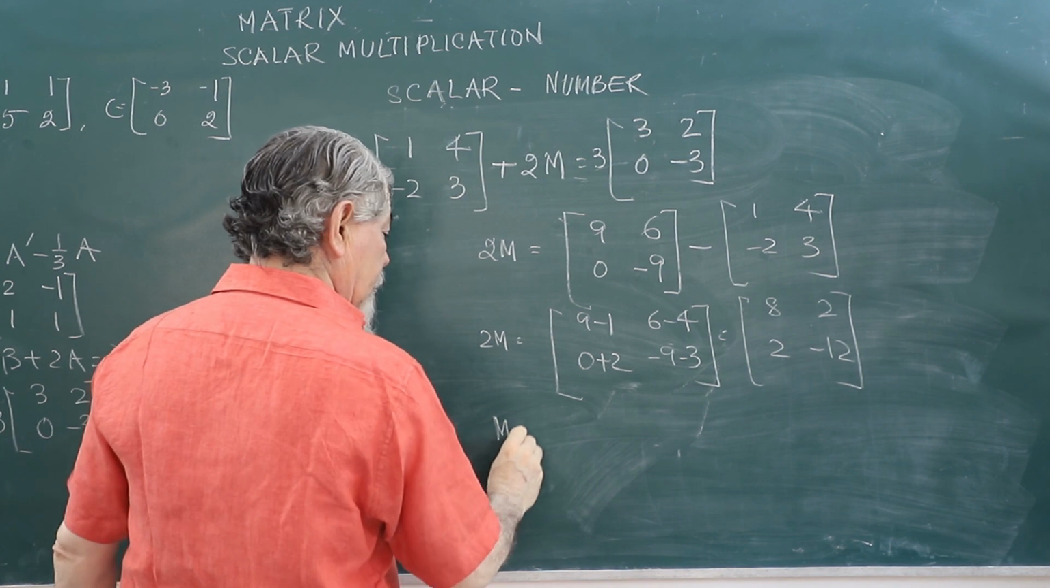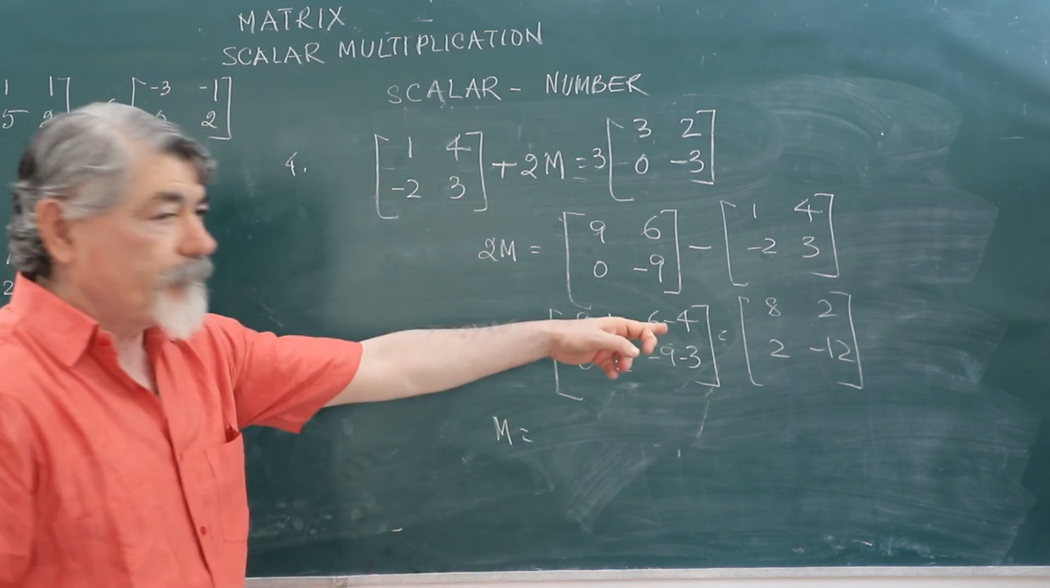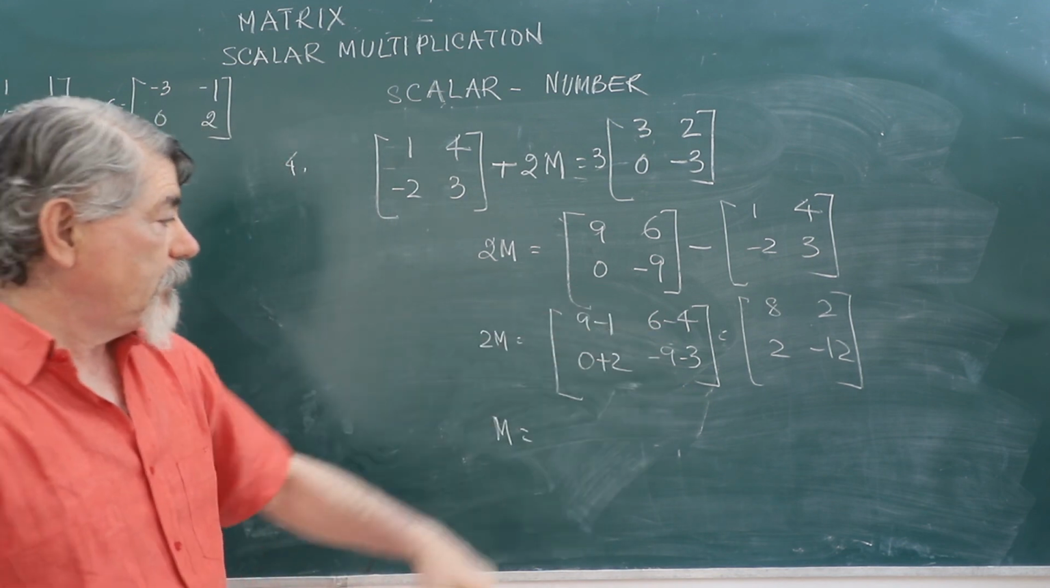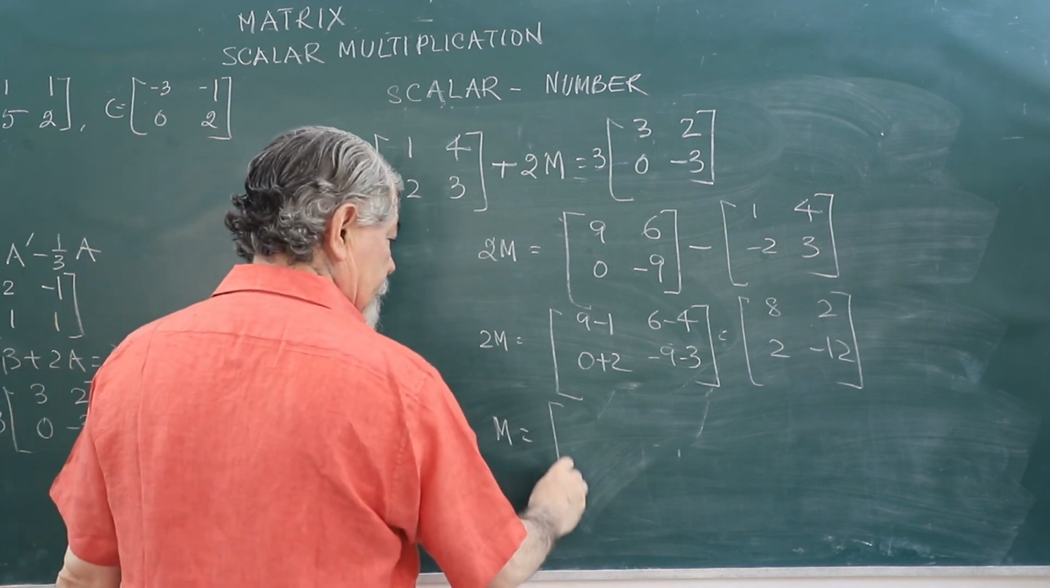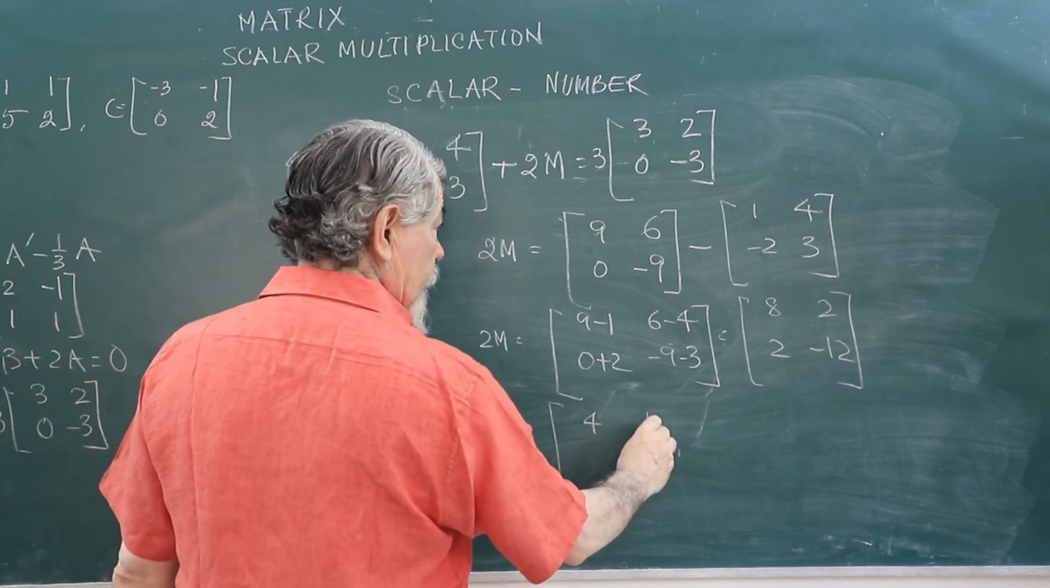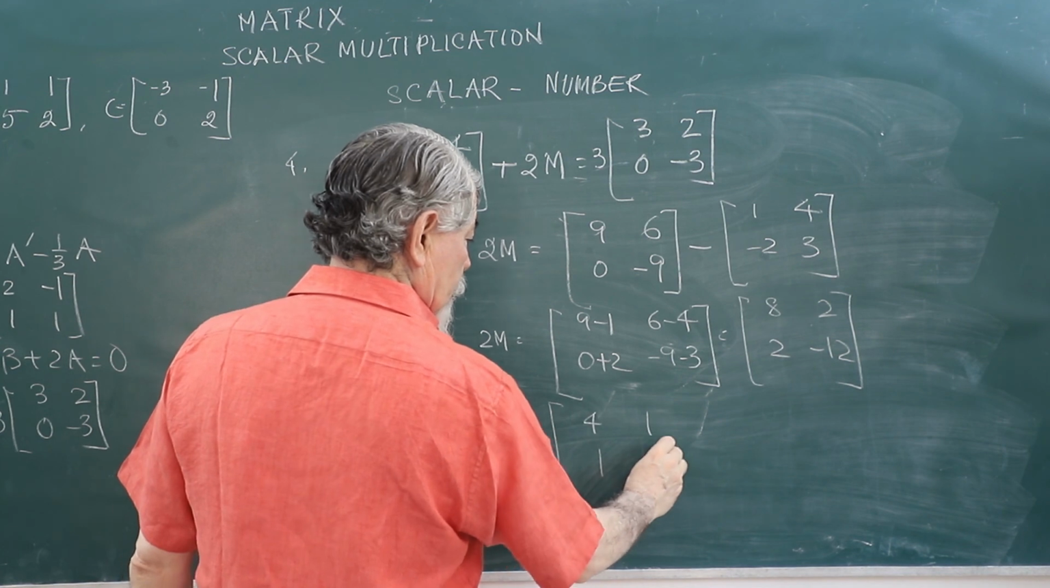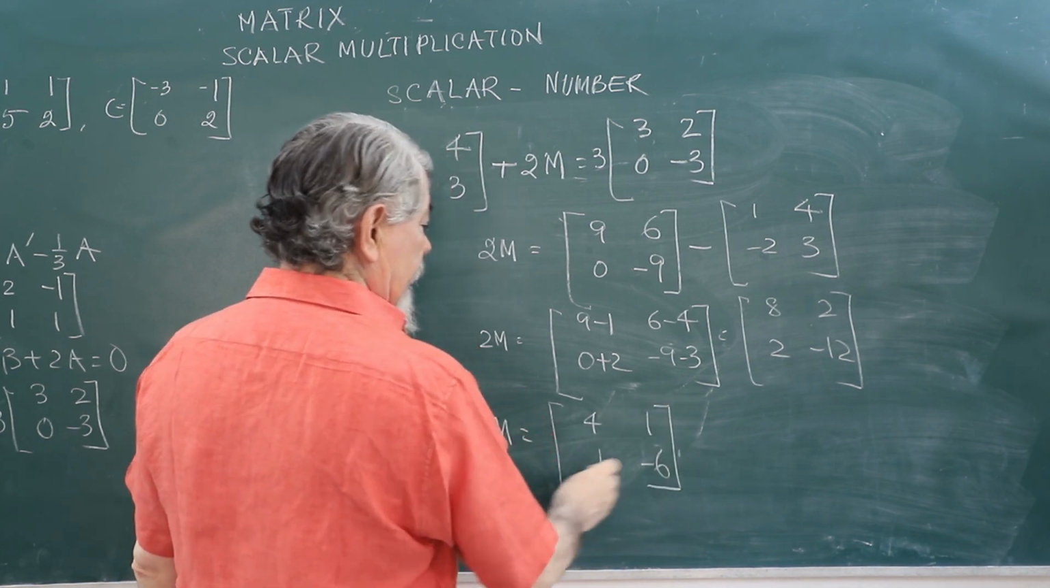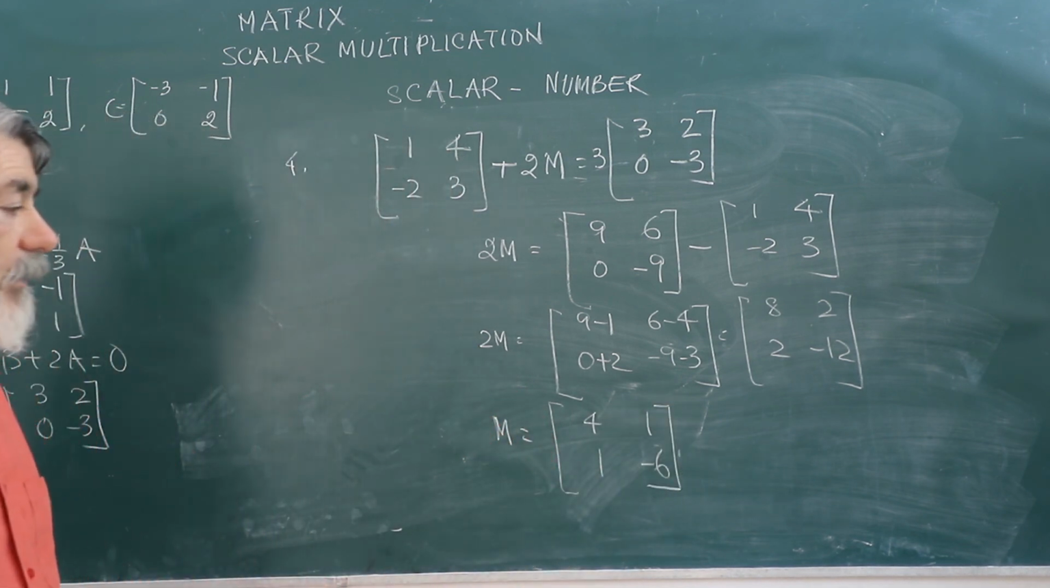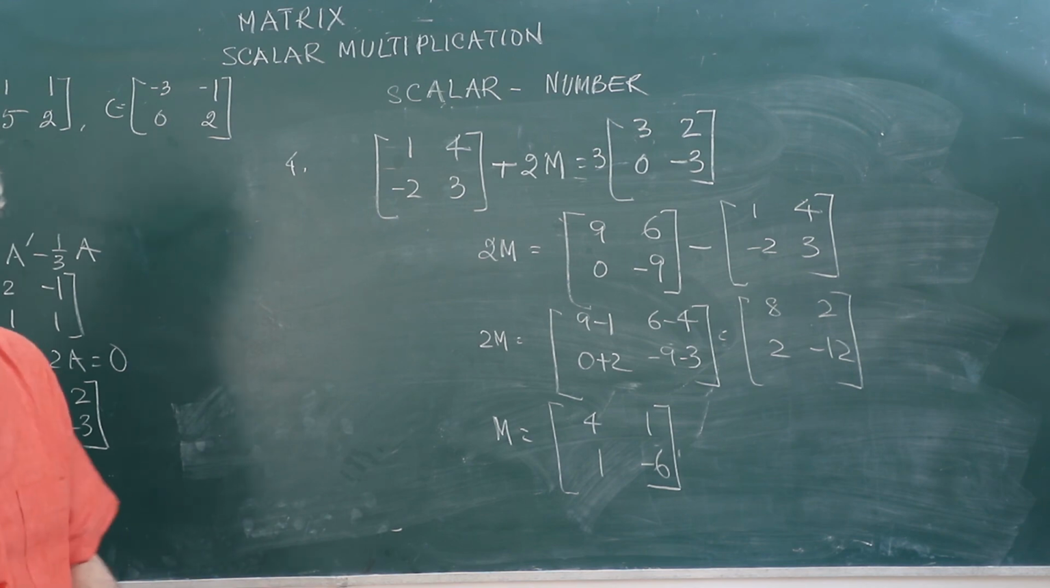So M will be equal to, we'll divide it by 2. 2M is this, so M will be: 2 4s are 8, 2 1s are 2, 2 1s are 2, 2 6s are 12. M will be [4, 1; 1, -6]. Thank you.